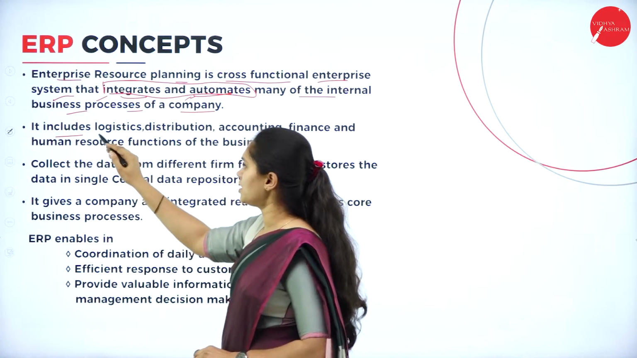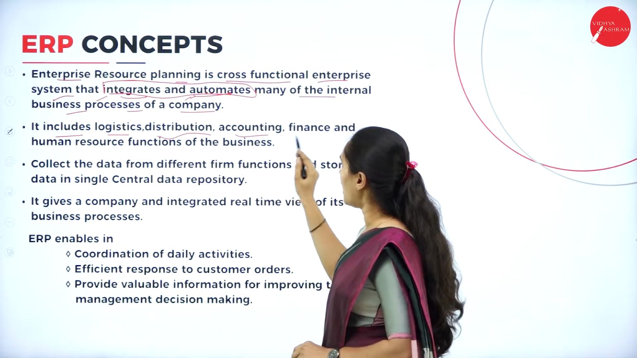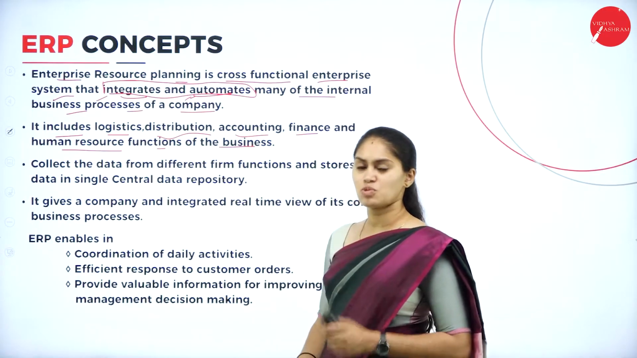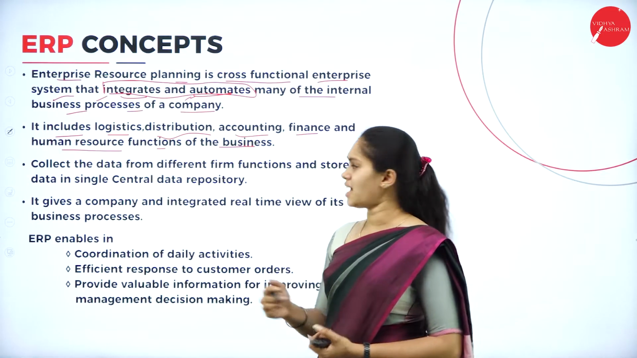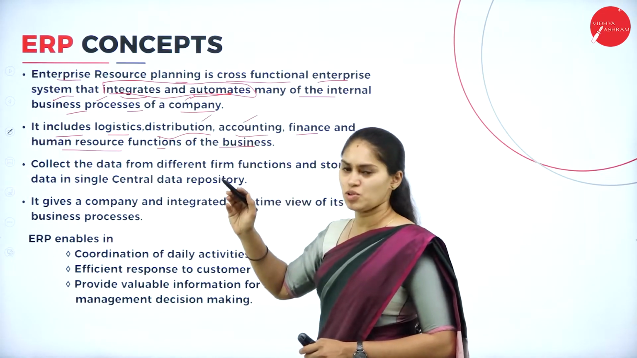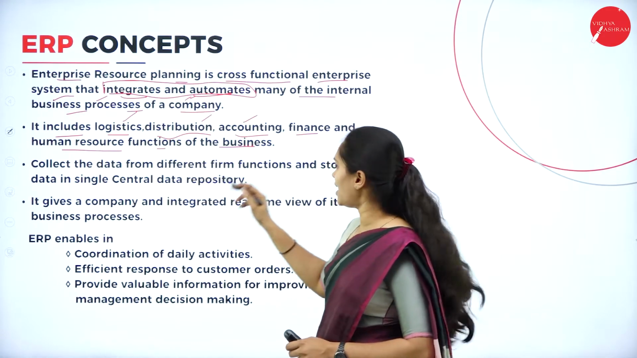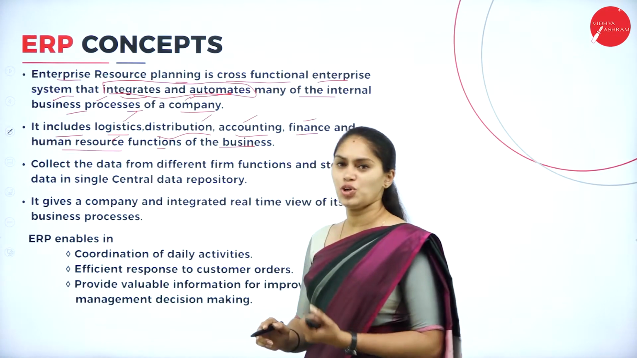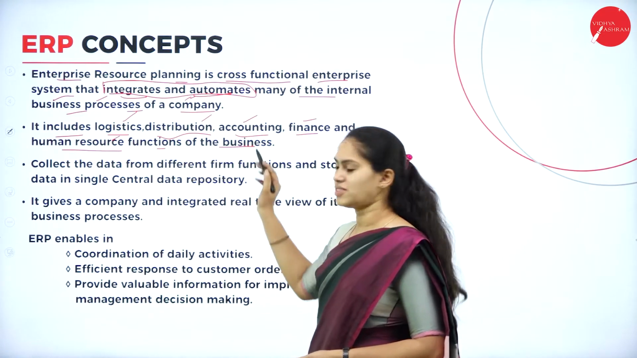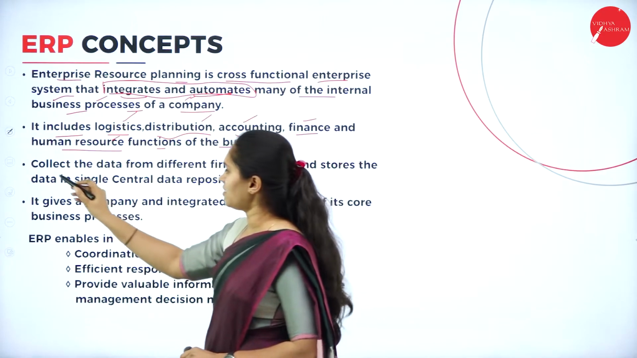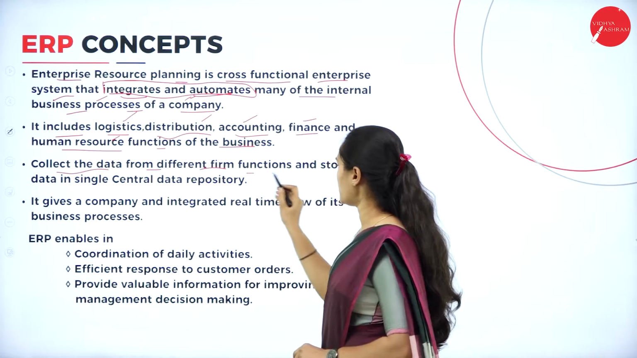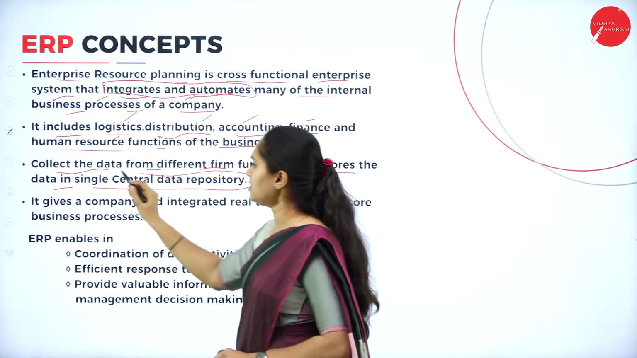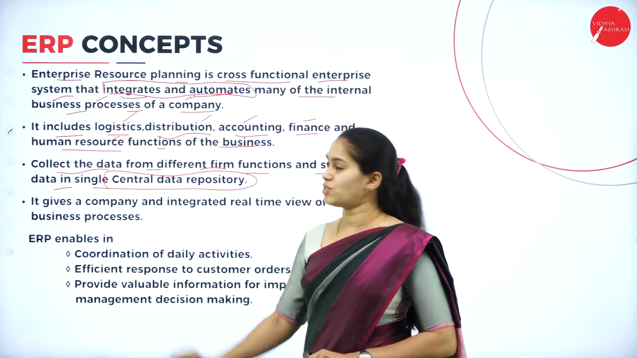Then it includes logistics, distribution, accounting, finance, and human resource functions of the business. What does this ERP consist of? It has accounting, distribution, and logistics. Along with that, it includes financial and accounting as well as human resource functions of the business. Then it collects the data from different functions and stores the data in a single central data repository.